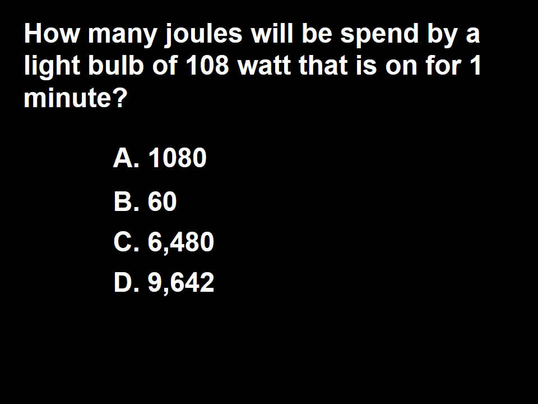Next question. How many joules will be spent by a light bulb of 108 watts that is on for 1 minute? A, 1080. B, 60. C, 6480. D, 9642.